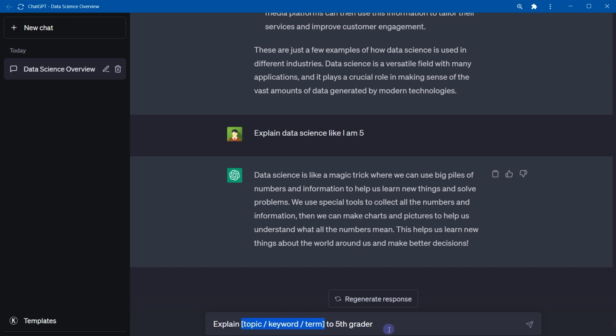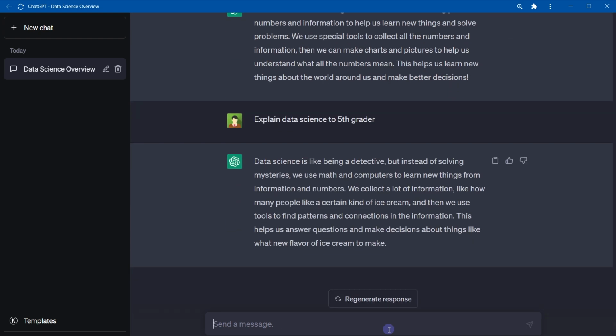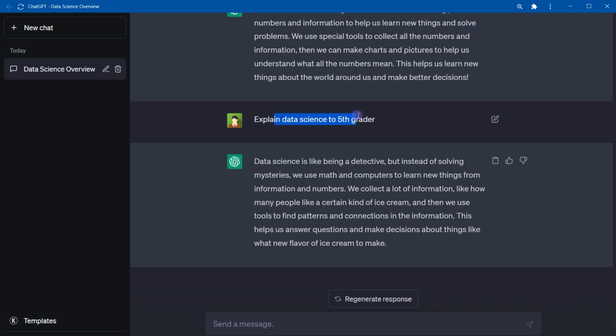Then we can say something like explain topic to fifth grader. You see here, explain data science like I'm 5. Data science is like a magic trick where we can use big piles of numbers and information to help us learn new things and solve problems. But here, explain data science to a fifth grader. Data science is like being a detective, but instead of solving mysteries, we use math and computers to learn new things from information and numbers.